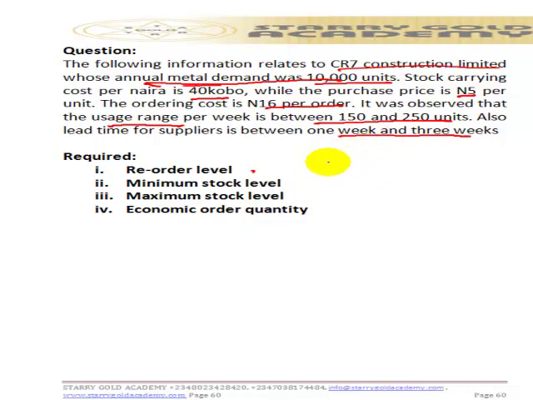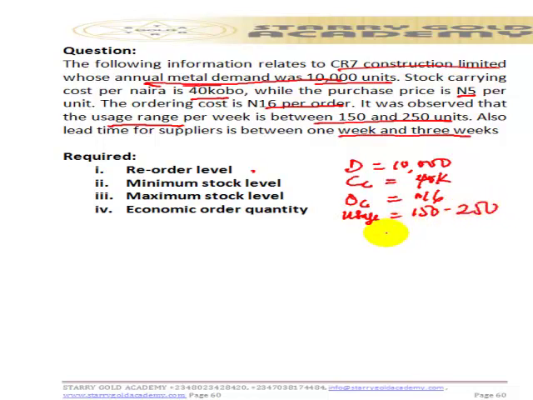So from what we have in this question, we have the annual demand, which is 10,000 units. We also have the carrying cost, which is 40 kobo. We have ordering cost, which is 16 naira. We have usage, which is 150 to 250, and we have lead time, which is 1 to 3. So we have been able to identify all the variables. Then we can calculate anything that is required to be calculated.